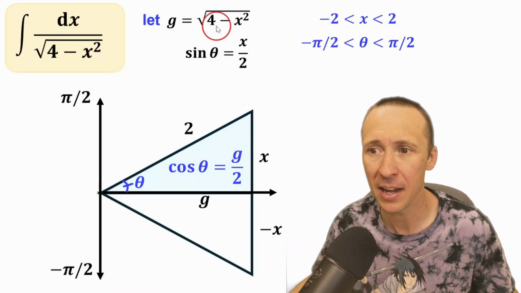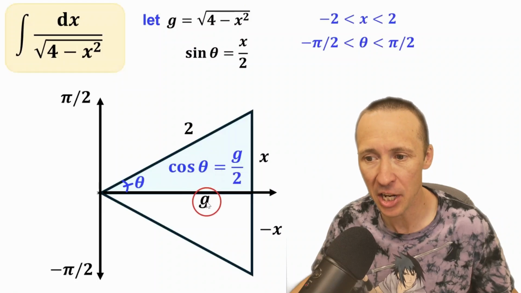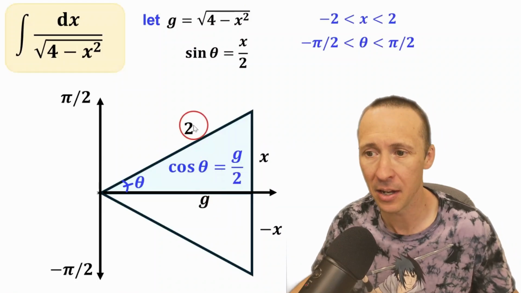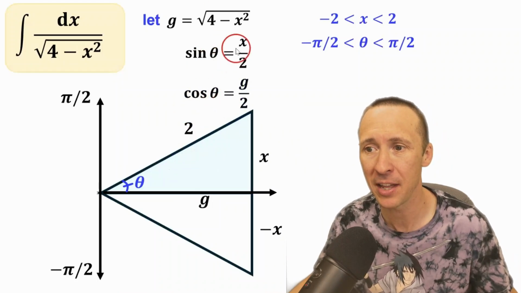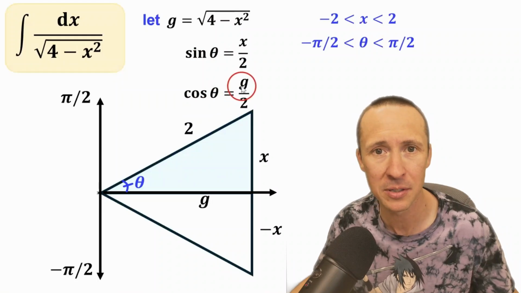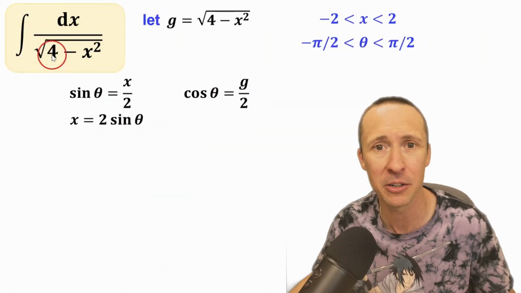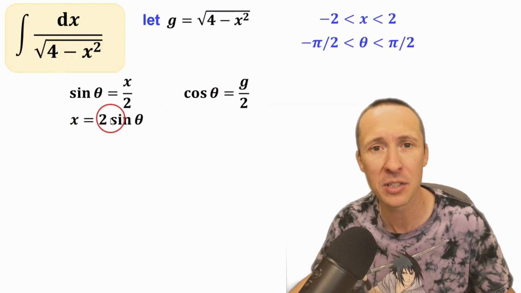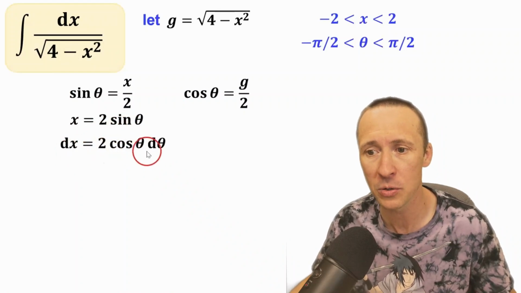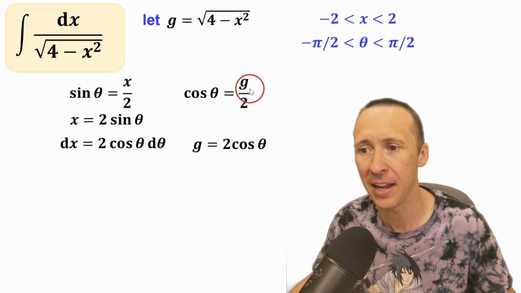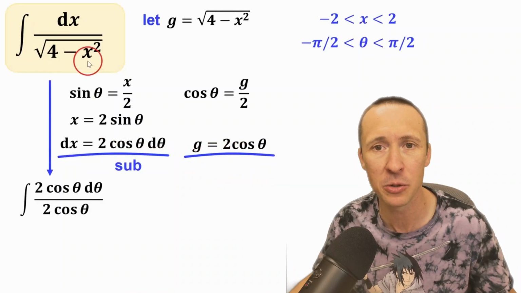Now we're going to write this square root in terms of theta. And we'll use the cosine because cosine is adjacent, which is our g, divided by the hypotenuse, which is the 2. And now we have two expressions, one for theta and x, the other for theta and our square root. We're going to rearrange things a little bit so that we can substitute into our integrand right here. So x is equal to 2 sine theta. And if we take the derivative and rearrange, dx equals 2 cos theta d theta. And on this side, if we rearrange, g is equal to 2 cos theta.